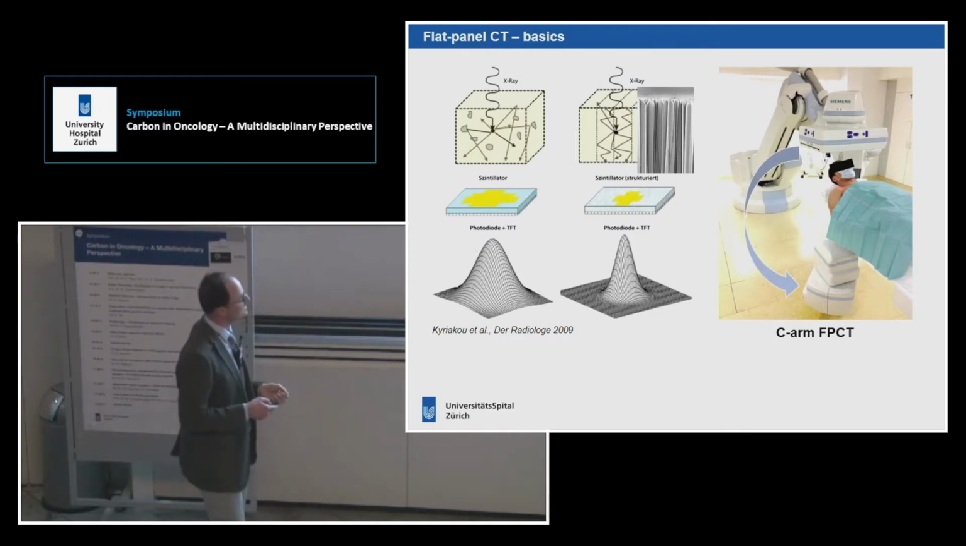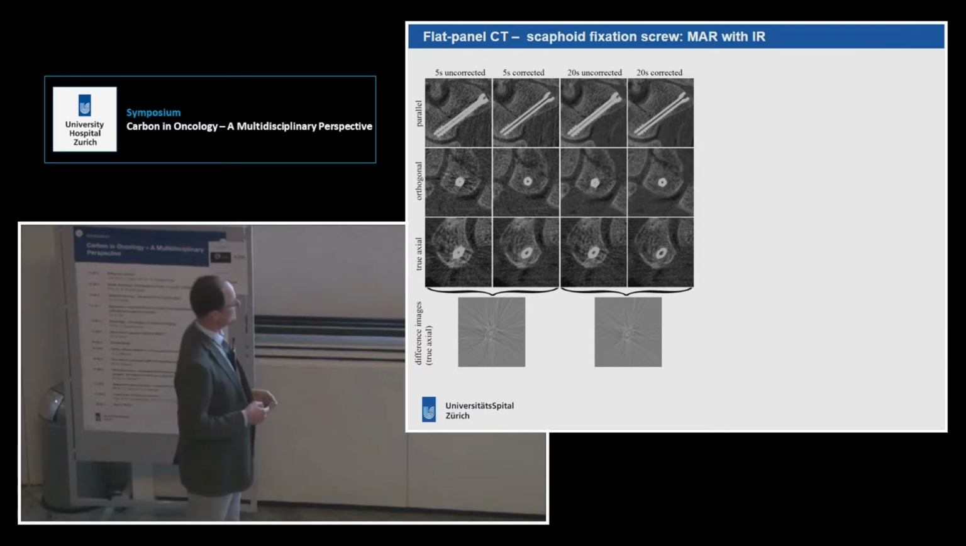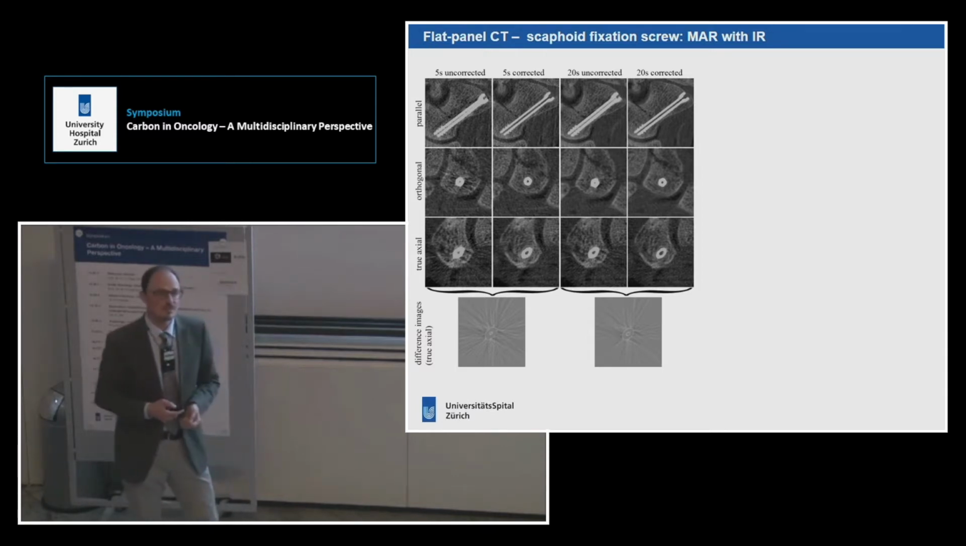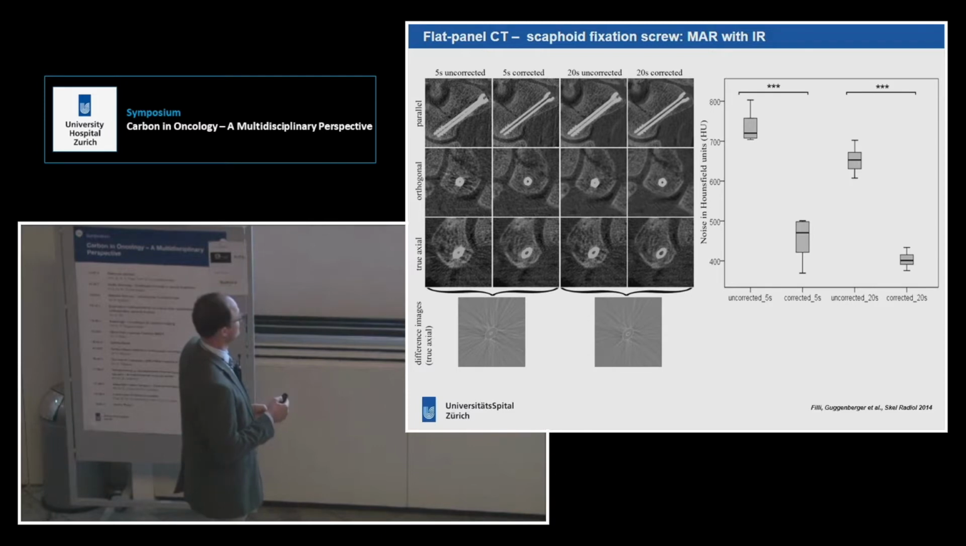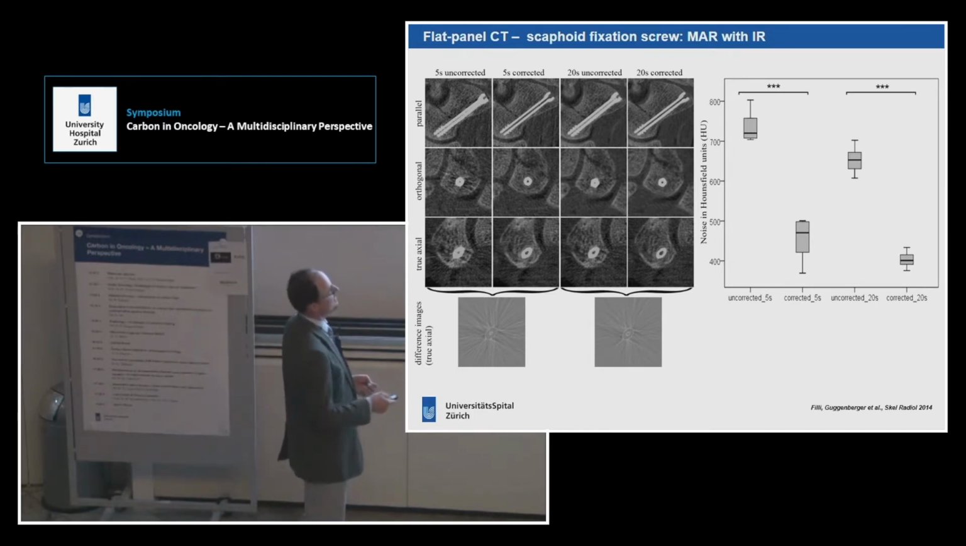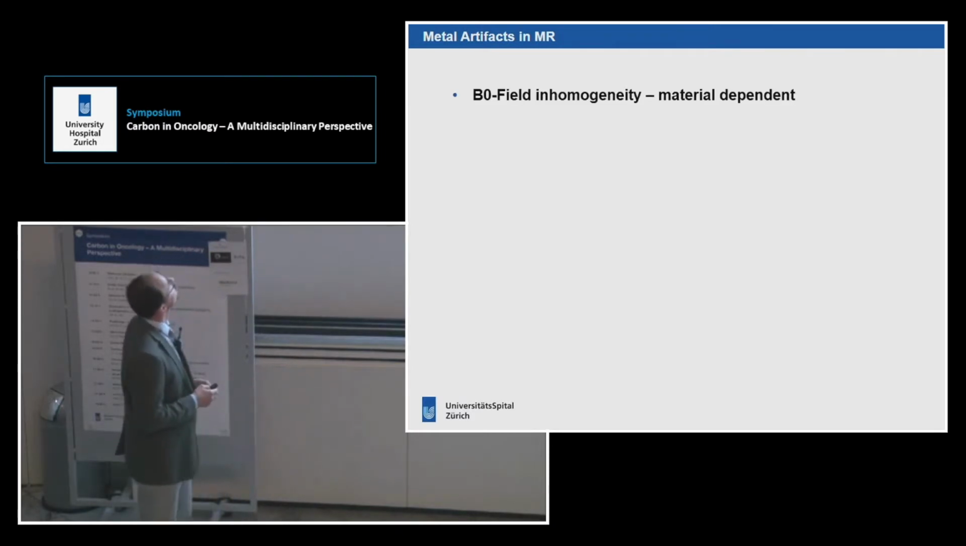And with these C-arm flat panel CT images, these days we can also produce nice CT images, and there's also iterative reconstruction algorithm software at hand to help you decrease those artifacts that you might get, for example, from small screws of the scaphoid bone. And you see that if you correct those images from the uncorrected version, you have a nice delineation of the screws and also of the fracture line, which you can also measure and see that there's really a significant change in the attenuation of those artifacts.